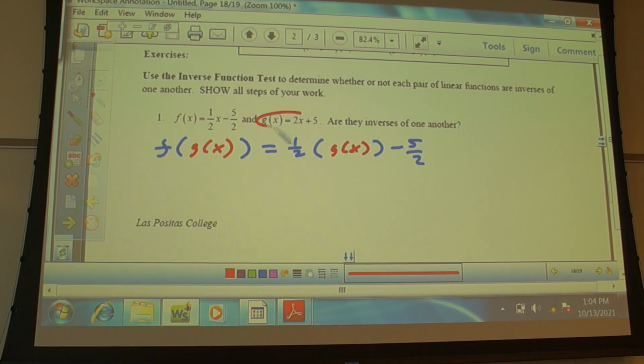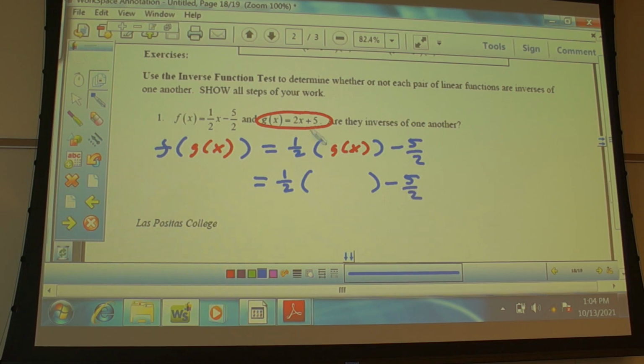What is g of x? Not a rhetorical question. What's g of x? 2x plus 5. So instead of writing g of x, I'm going to write in what it equals, 2x plus 5.